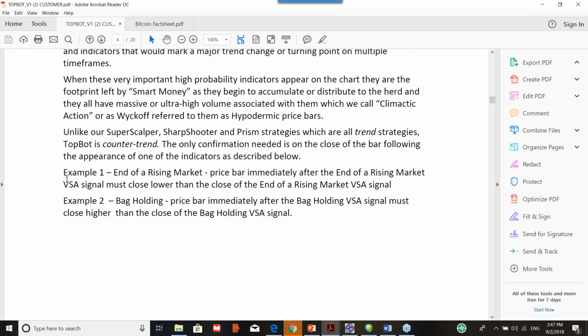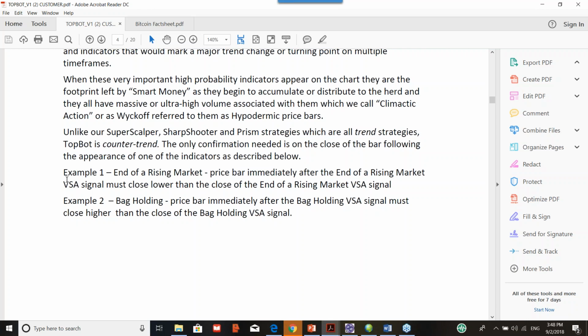When these very important high probability indicators appear on the chart, they are the footprint left by the smart money as they begin to accumulate or distribute to the herd, and they all have massive or ultra-high volume associated with them, which we call climactic action, or as Wyckoff referred to them, hypodermic price bars. Unlike our super scalper, sharpshooter and prism strategies, which are all in-trend strategies, Top Bot is counter-trend. The only confirmation needed is on the close of the bar following the appearance of one of the indicators.